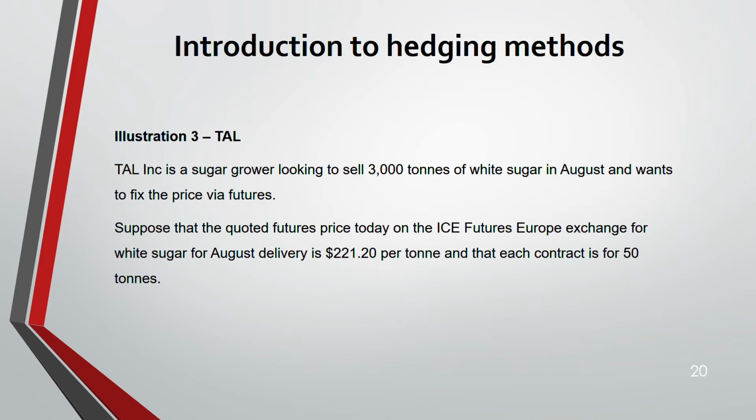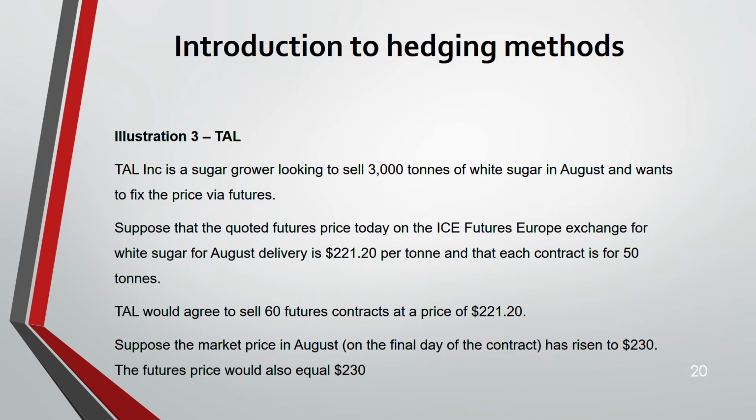Suppose the quoted future price today in the exchange is $221.2 per ton, and each contract is for 50 tons. Now TAL would agree to sell 60 future contracts at a price of 221.2. Suppose the market price went to 230 on the final day of the contract. The future price would also equal 230.